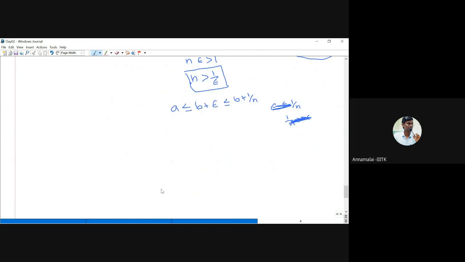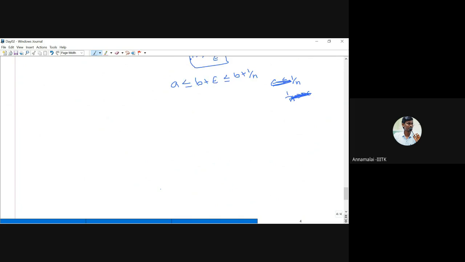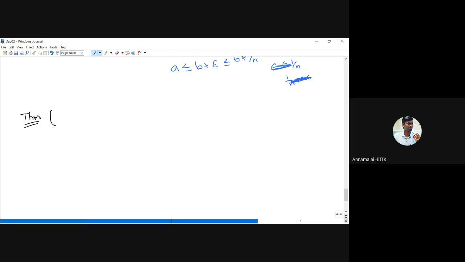Now we have an important thing: Q is dense. What is density of Q? Given any two real numbers, there is a rational number in between these two real numbers. That is a theorem, the density of Q in R. Given any two real numbers x and y with x less than y, you can always find a rational number in between x and y.